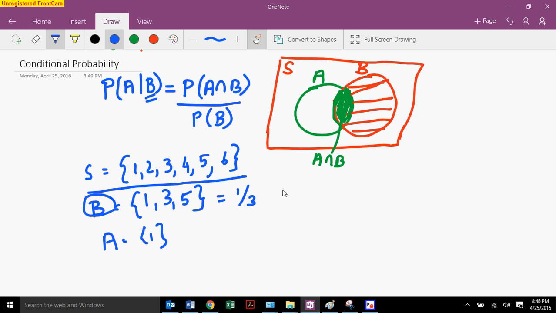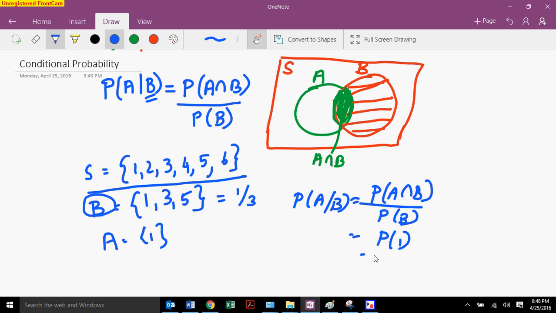Right, now let's apply the formula and get the same thing. Now probability of A given B is nothing but probability of A intersection B over P of B. Right, now what is A intersection B? The event 1. So that is just the P of 1 divided by P of B, that is the probability of getting an odd number. P of 1 is 1 over 6, divided by, I'm sorry, P of B is 1 over 2. Extremely sorry, 1 over 2. This is 1/3.